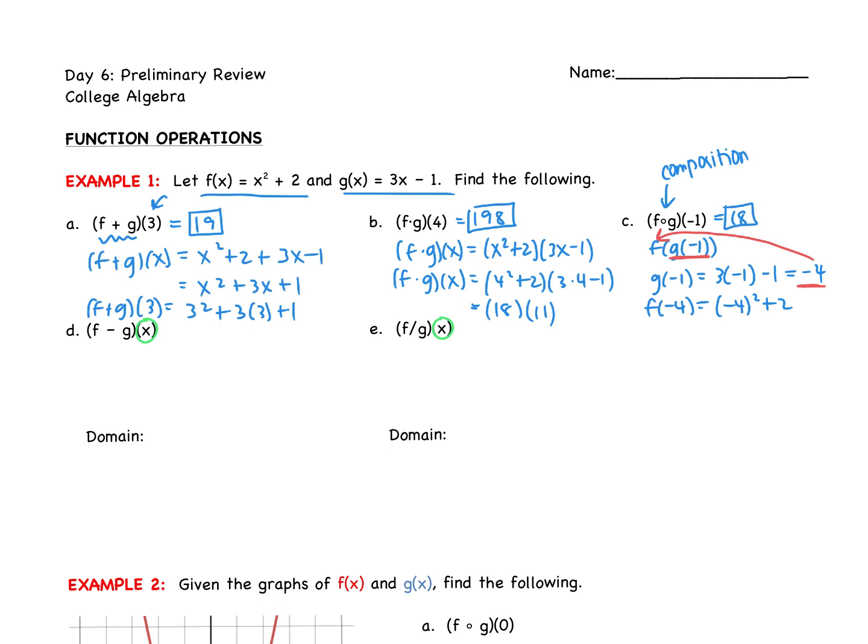So D, we're subtracting. We're taking F, we're subtracting G. Please make sure you use parentheses. So we're going to have x squared plus 2, and we are subtracting 3x minus 1. So this is x squared plus 2 minus 3x plus 1, which simplifies to x squared subtract 3x add 3.